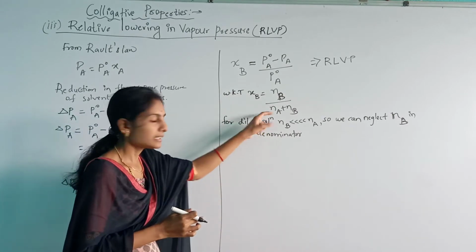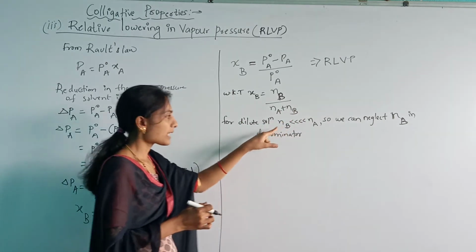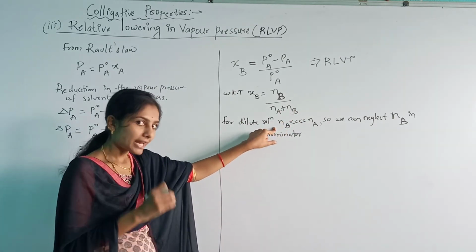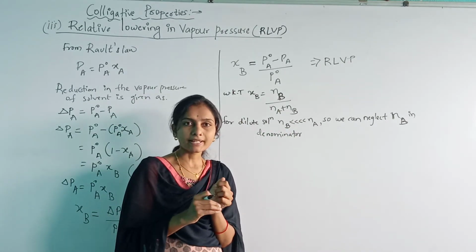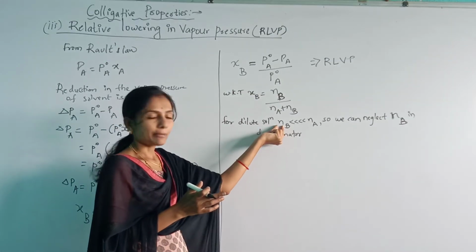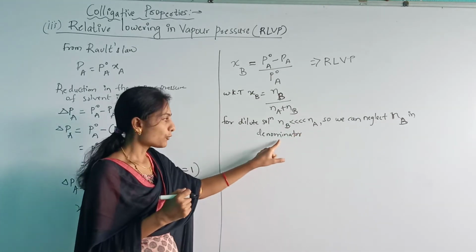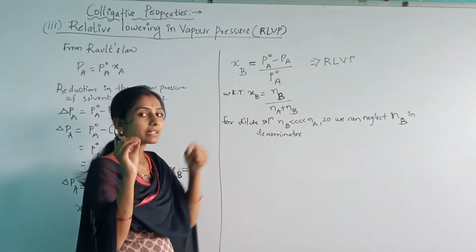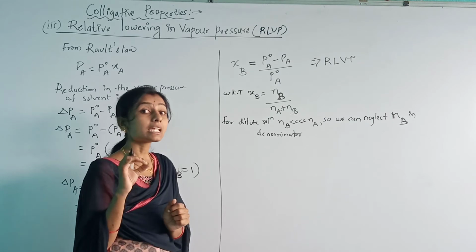From this denominator, I can neglect the value of NB. Why? Because we are considering a dilute solution. For a dilute solution, no doubt, the concentration of solute will be much lesser compared to the entire solvent. For that reason, I can write that the number of moles of solute will be lesser than the number of moles of solvent. And what we are doing? From this equation, I can neglect the concentration of NB. The condition is that the solution here is very dilute.